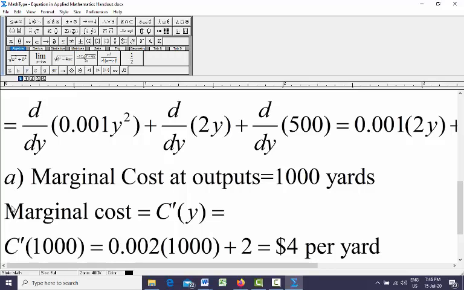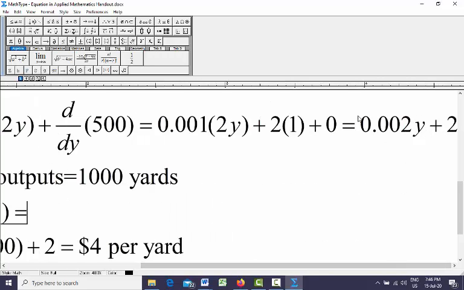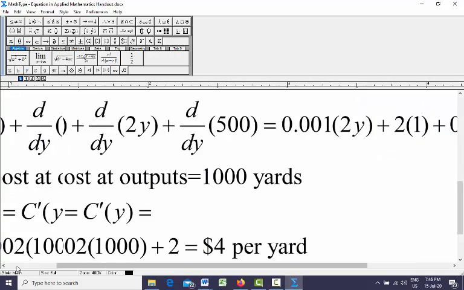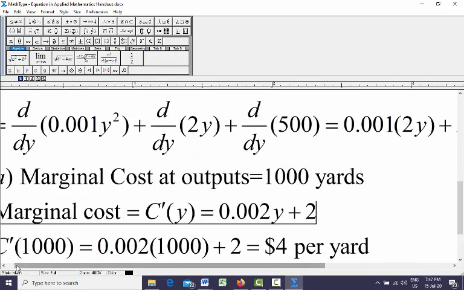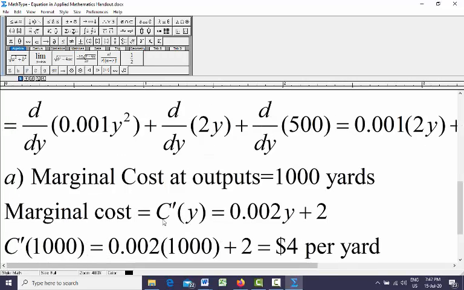The marginal cost function C prime y is equal to this. So this is the marginal cost function. After differentiation we got this one. This is the marginal cost function.